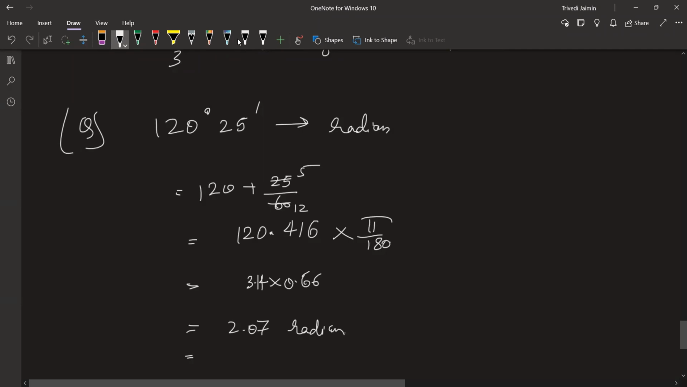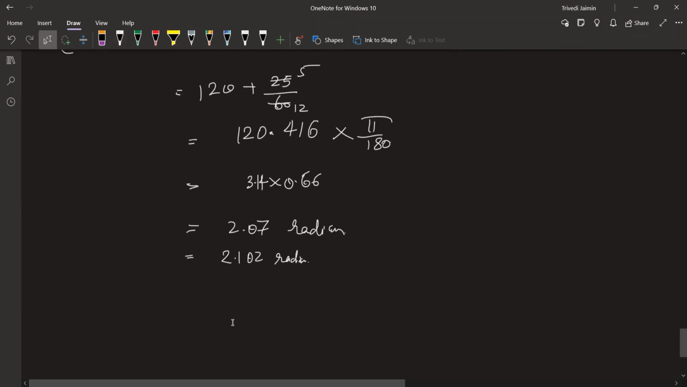Okay. I got 2.1 something as radians. Yeah, actually that is the exact answer, 2.102 radians. In a book, I got 2.07. If I round up, it will be 2.1. Done? Shall I scroll it?